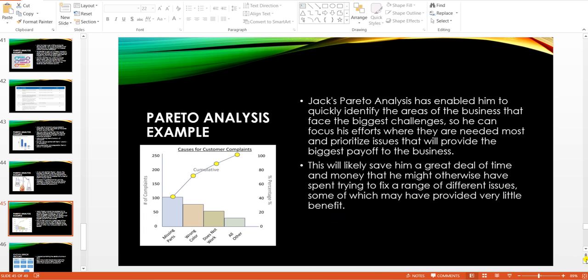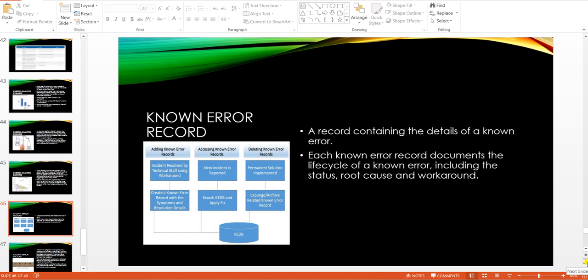So let's move on to another technique, which is the known error record. A known error record contains the details of a known error. As the name suggests, it serves a known error. Adding a known error record: incidents resolved by technical staff using a workaround, and also create a known error record with the symptoms and resolution details. Accessing a known error record: this is the process for a known error record.